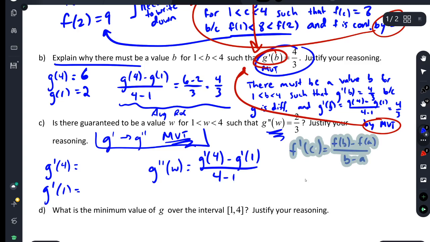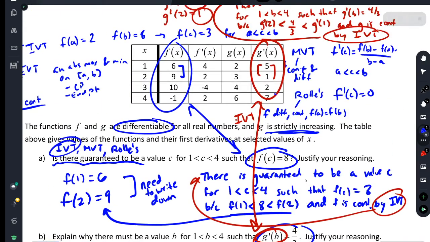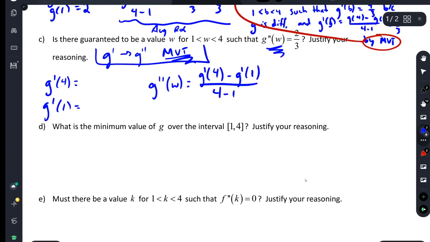So a little bit trickier because it's basically just down one level, right? We're doing the second derivative instead of the first derivative. So G prime of 4 in our table is 7, and G prime of 1 is 5. So this is going to equal 7 minus 5 over 3, which is 2/3. That is what I wanted. I need to show that.